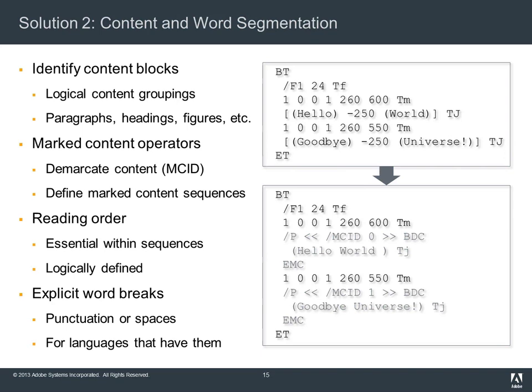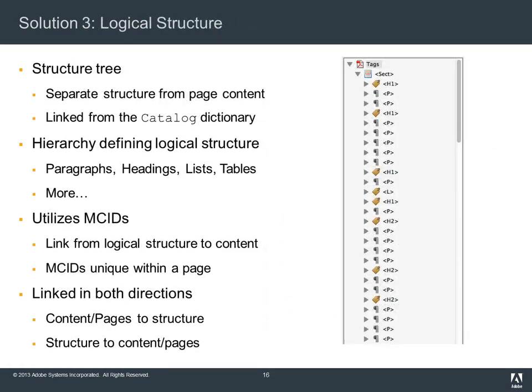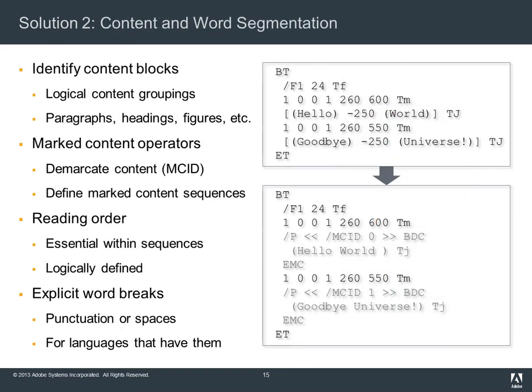I have an example of this where I've taken that original example of my Hello World, Goodbye Universe text with explicit movements, and I've done two things. The first thing I've done is I've actually marked it up. I thought I had an animation on that, but I did not.